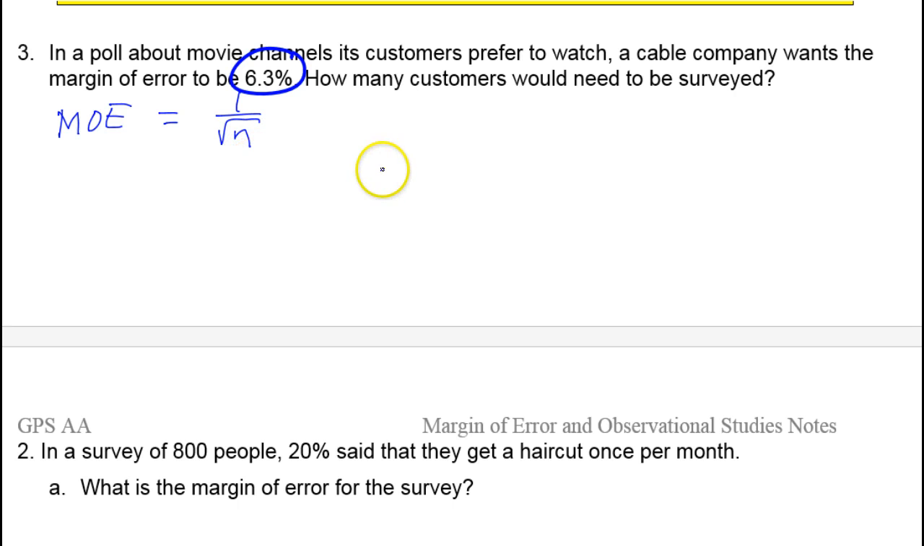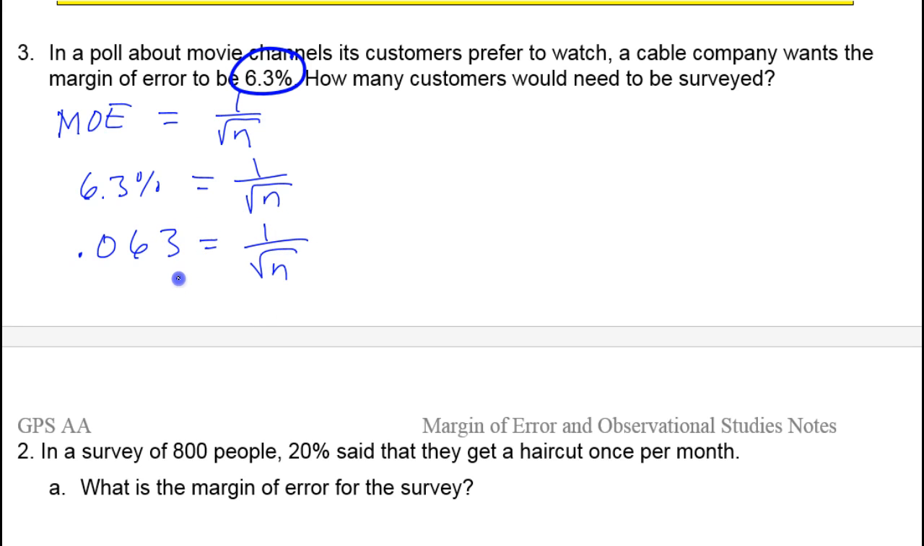So we've got 6.3% has got to equal 1 over the square root of n. Now the first thing, Christian, we can't leave this as a percent to deal with the rest of this formula. We need to convert this to just a straight decimal. So Christian, how would I write 6.3% as just a decimal number? You move that decimal point to the left 2 times, correct. So that means what we really have is 0.063 is equal to 1 over the square root of n.